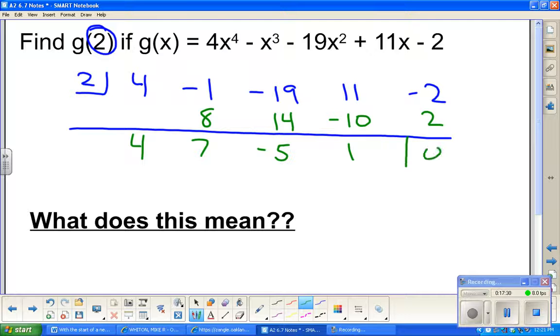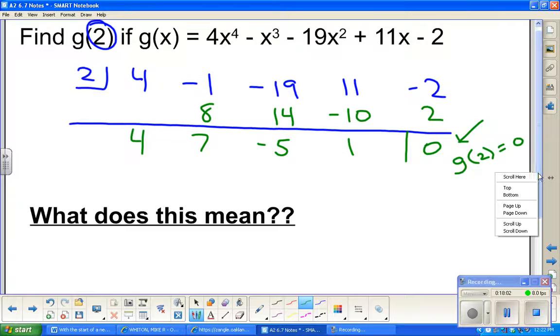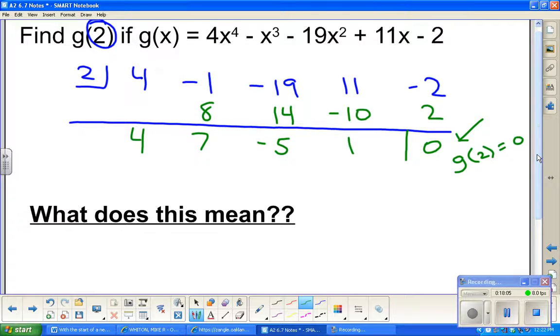So we got a 0 here. What we just found is that g of 2 actually equals 0. This is not exactly the same as saying something's a factor. I mean, it's all related, but for now, what we literally just found was that g of 2 equals 0. So the question is, what does that mean? What does it mean about the graph? When x is 2.